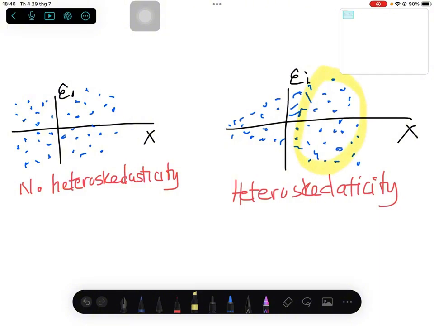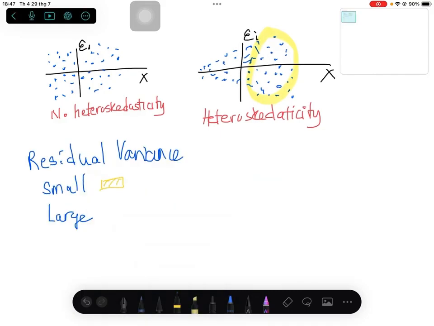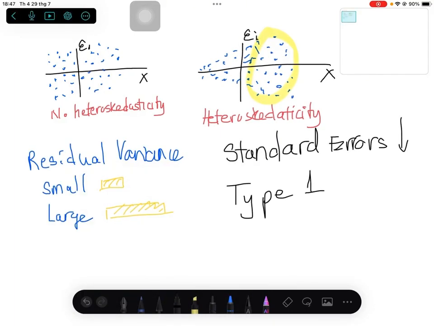Now here's the key implication. The coefficient estimates remain consistent. That's the good news, but the standard errors become underestimated. And underestimated standard errors make the t-statistics look larger than they should be. As a result, analysts reject the null hypothesis too often. This increases the probability of a type 1 error.